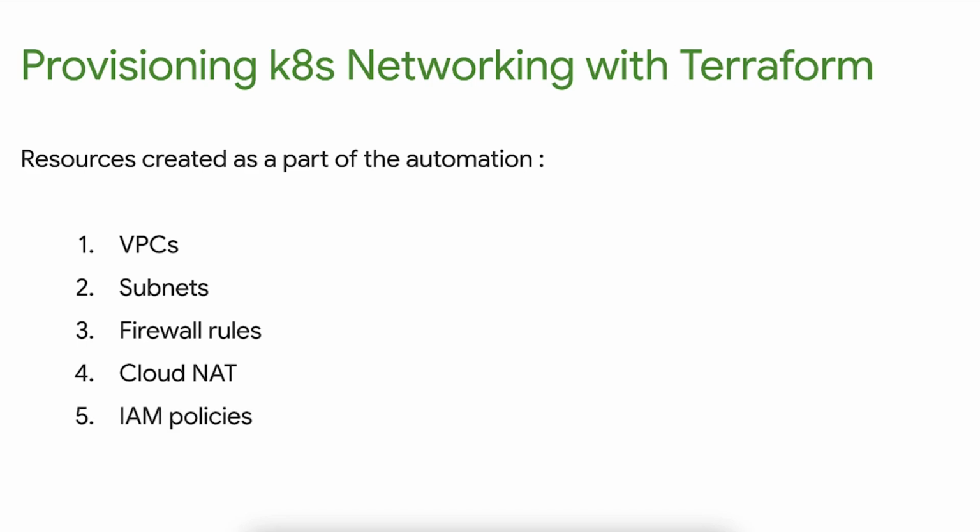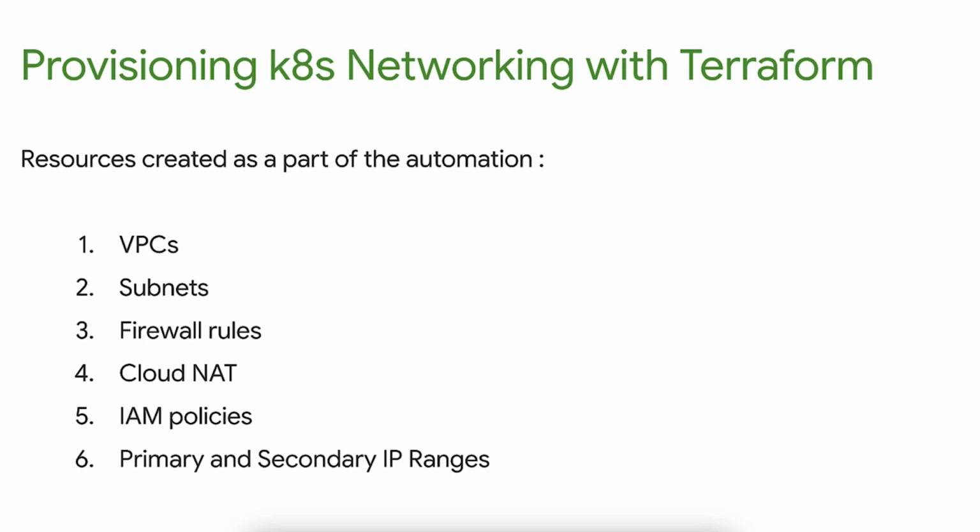CloudNAT. CloudNAT allows instances in a private subnet to access the internet while keeping them secure from inbound connections. Identity and access management policies define permissions for users and services, ensuring that only authorized entities can access or modify your Kubernetes resources. Primary and secondary IP ranges. These ranges are used for assigning IP ranges to your pods and services, facilitating communication within the cluster while avoiding IP conflicts.